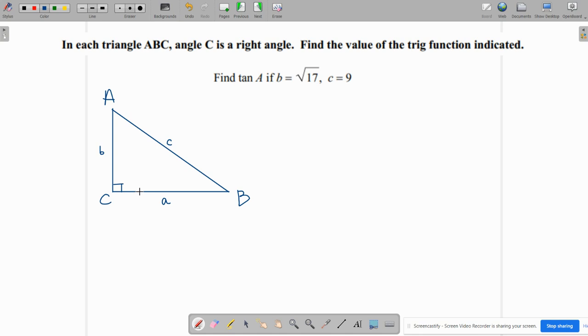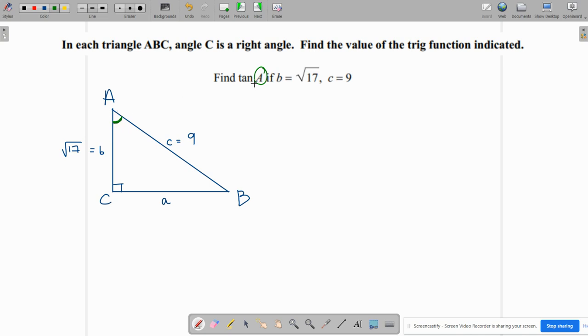So side C is opposite of angle C. So it tells us that side B is the square root of 17. So this side is the square root of 17. And then C is 9. So this is 9. So the angle that we're looking to find the tangent of is A. So it's essentially like saying, hey, focus on this angle, or before that's where we would put a theta.